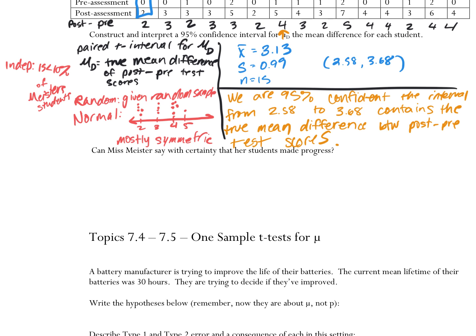All right, so what about our interval makes us able to say, yep, the scores went up? The entire interval is what, Kira? Positive.